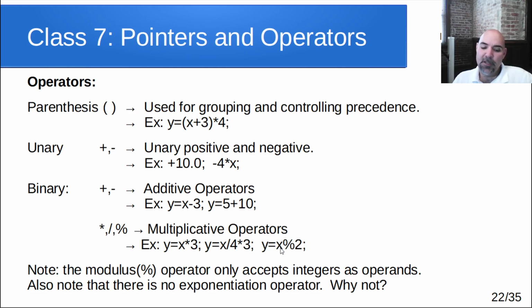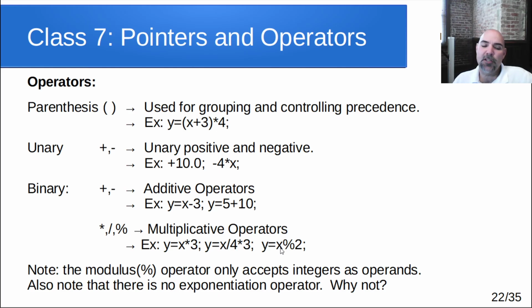Also note that there's no exponentiation operator, and there's a reason for that. Remember, C was designed to have this one-to-one relationship between the code that you write and the microprocessor's instruction set. Most microprocessors don't have an exponentiation instruction. More modern processors have that, like the math coprocessor or the floating point unit. But traditionally, microprocessors did not have an exponentiation operator, so they left it out of C.